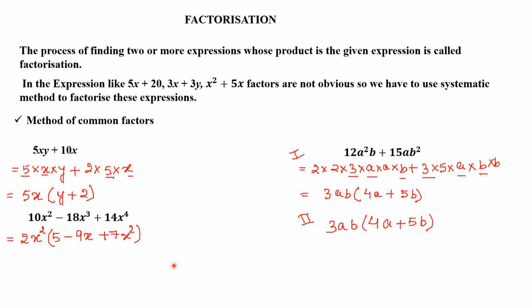So hope it will be clear. You can do it using any method. I have given both the methods: first by expanding in terms of irreducible factors and then taking out the common factor, or you can find the HCF of the number and the HCF of the variable. And like that you can take the common factor and solve it.